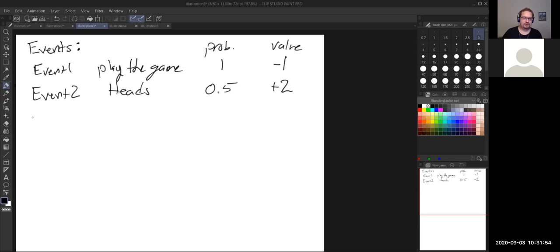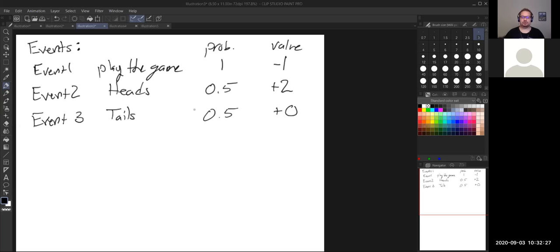And then event 3 is we get tails. And the probability of that, again, is 0.5. It's 1 out of 2. And the expected value, or not the expected value, sorry, the value of that event occurring is $0. We get nothing back. And let me just make sure that that's what we wrote. Yes, okay.